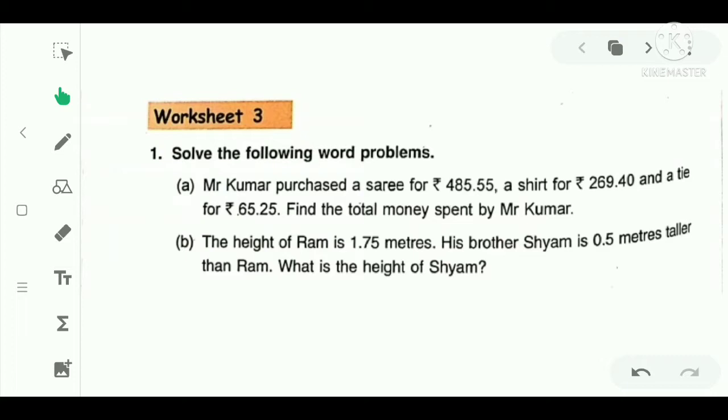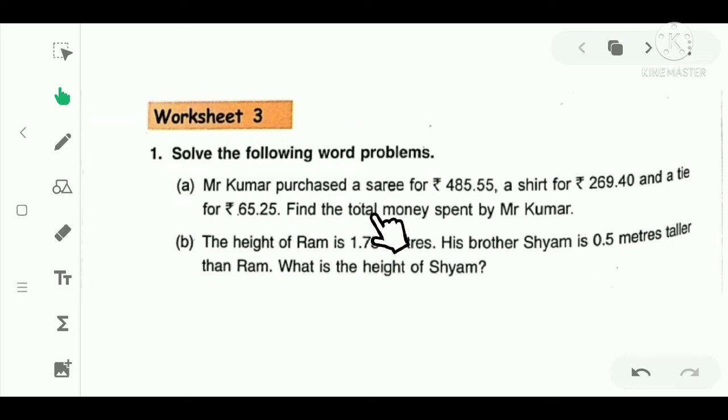So look here, in question number 1 it is given here Mr. Kumar purchased a sari for rupees 485.55 and a shirt for rupees 269.40 and a tie for rupees 65.25. Find the total money spent by Mr. Kumar. So students, look here, one word here, total money spent. Cost of sari given here, cost of shirt given here, and cost of tie given here, and we want to find here the total money spent by Mr. Kumar.